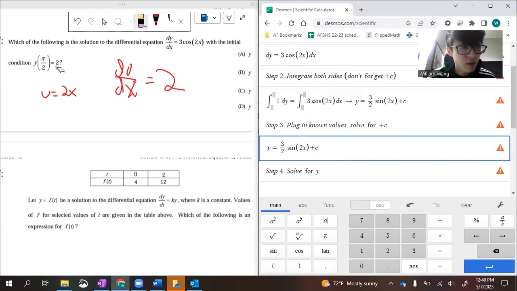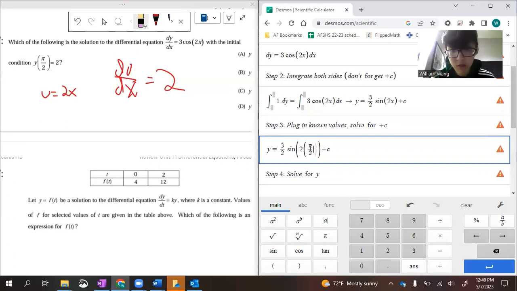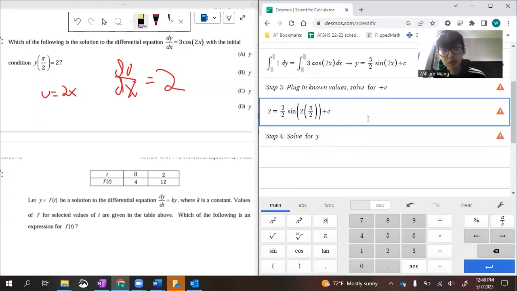Plug in my known values and solve for c. All right, well, what are my known values? I know x is equal to pi over 2, so x is pi divided by 2. Y is equal to 2. So I need to solve for c. That's 2 is equal to 3/2 sine of pi. Well, sine of pi is just 0. That's just unit circle knowledge. Sine of pi is 0, which means 3/2 times 0 is 0, which means c is equal to 2.